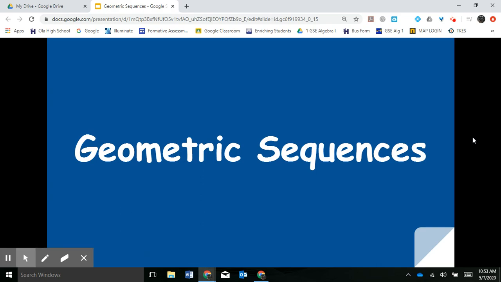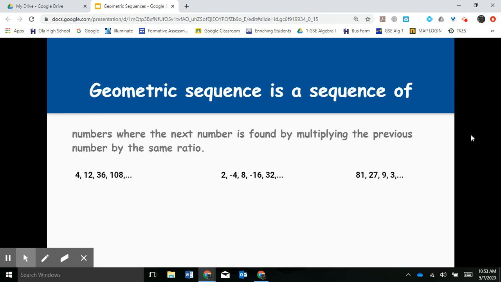Hey everyone, we're starting geometric sequences this week. It's a continuation a little bit from last week with our word problems of growth and decay. It's still exponential. The equations are exponential, but these are sequences, so they're a list of numbers. A geometric sequence is a sequence of numbers where the next number is found by multiplying the previous number by the same ratio. If you remember, we did arithmetic sequence way back the first semester.